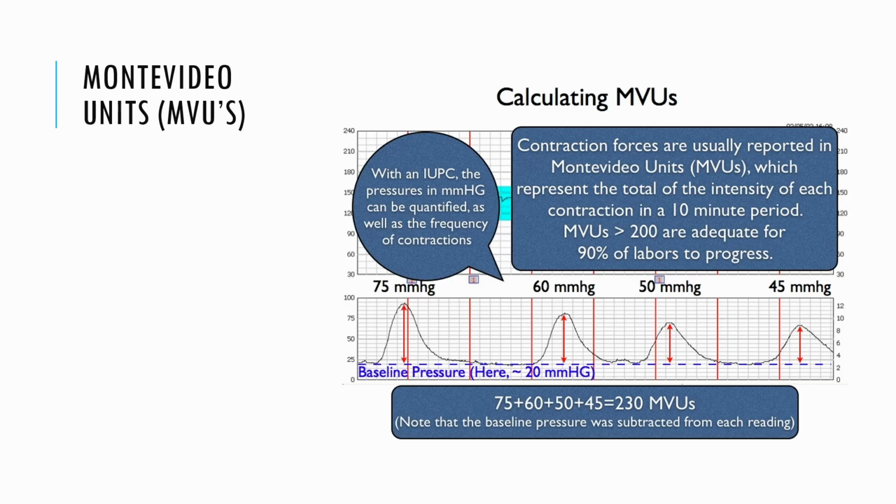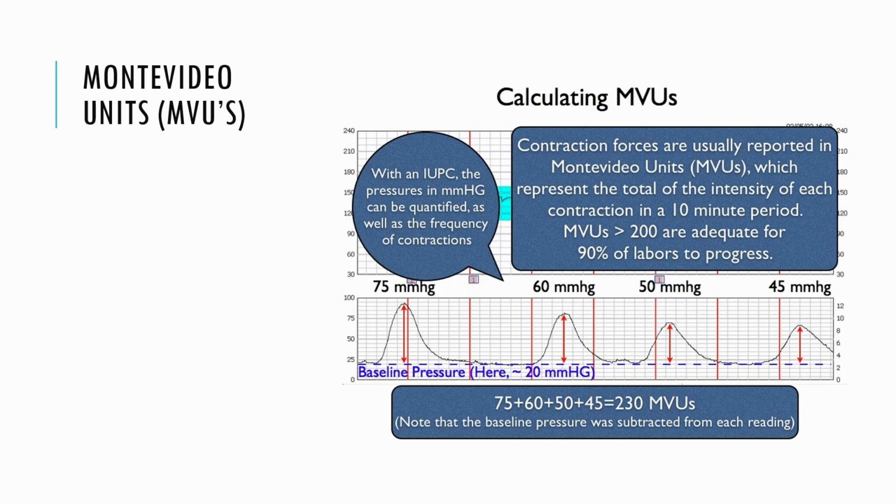So Montevideo units. If a patient has the intrauterine pressure catheter placed and we're looking at her strip, now is where we can use the numbers on the bottom to tell exactly how strong her contractions are. What we do is we take 10 minutes worth of a strip, and we add up how high each contraction goes. If you're looking at this first one, you'll see this peak. It goes up to about 95 millimeters of mercury, I believe.